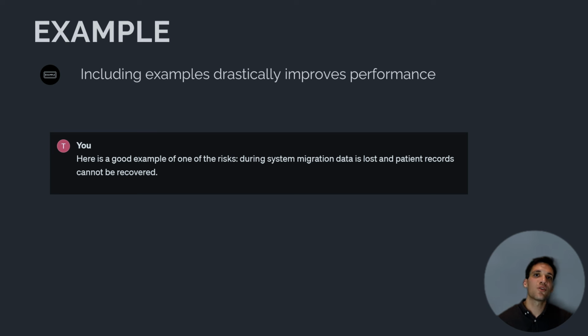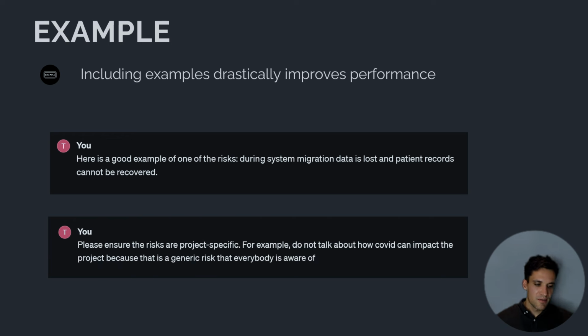There's actually been a lot of research done on large language models like ChatGPT that show giving an example of what you want will help it drastically improve the performance of the task. Another example, we could say, please ensure the risks are project specific. For example, do not talk about how COVID can impact the project because that is a generic risk that everybody is aware of. So we're telling it that we don't want generic risks, and we're giving it an example of what we define a generic risk to be.